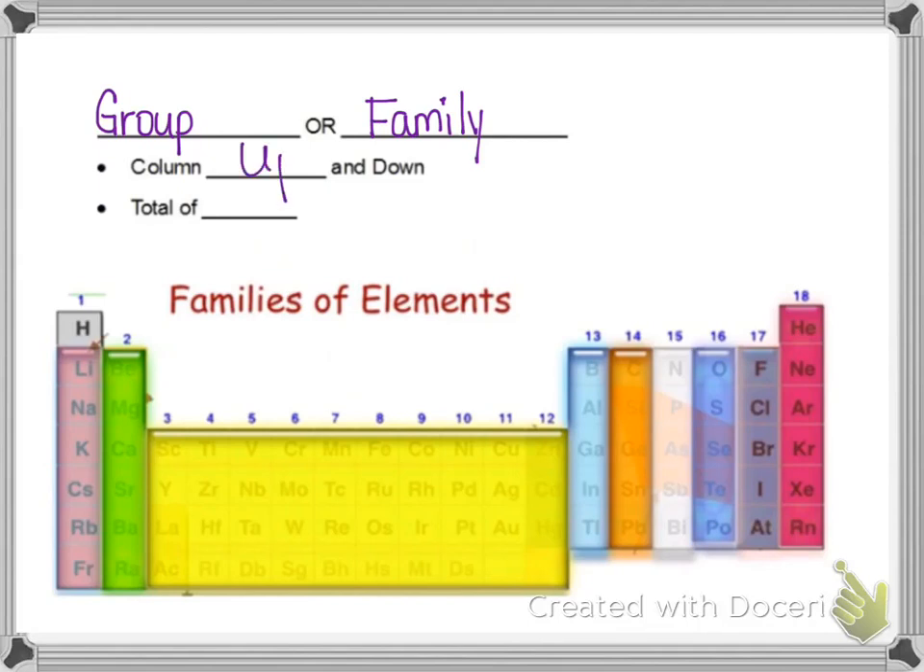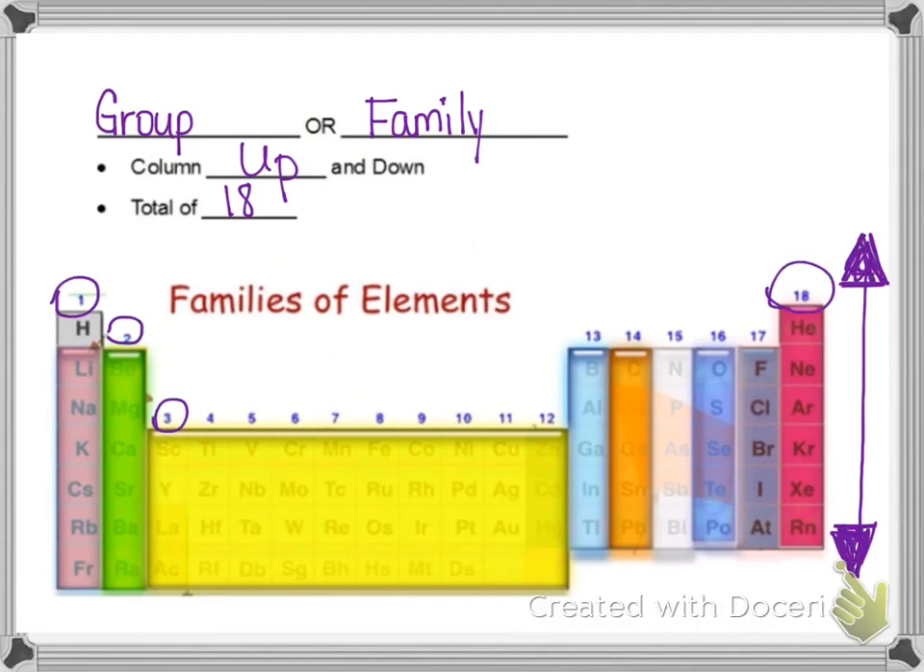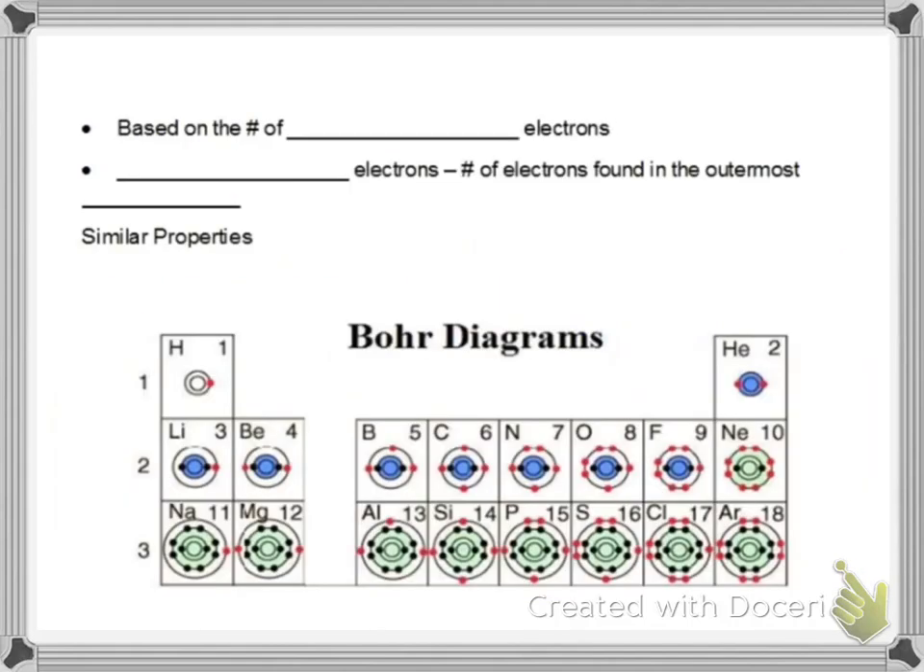So what you need to know is when we're talking about a family on the periodic chart, it is talking about a column, and columns go up and down. You have a total of 18 families. I want you to draw an arrow beside the graphic. You can see I circled here group 1, group 2, group 3, all the way to group 18.